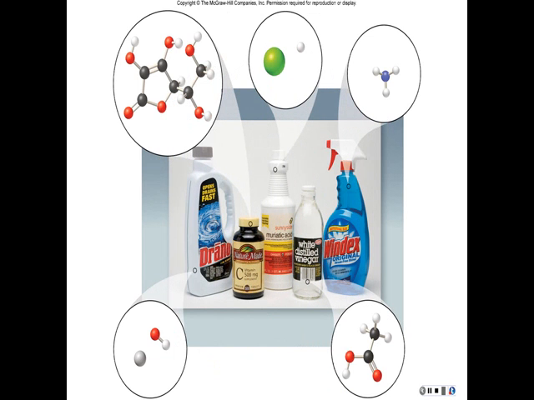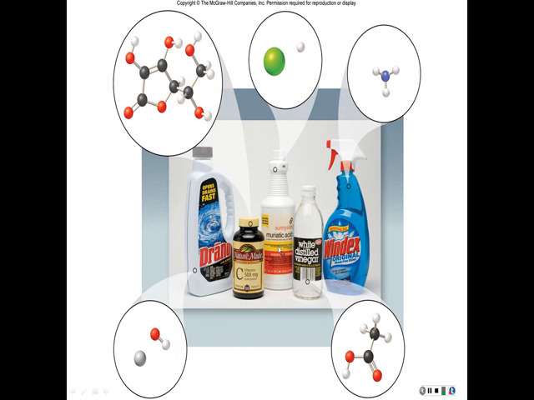The next topic in Chapter 4 we're going to look at is acids and bases. Here are some examples of acids and bases you probably have at home. Starting on the left, we have some Drano. Drano is a strong base. Then we have some vitamin C. Vitamin C is a weak acid.